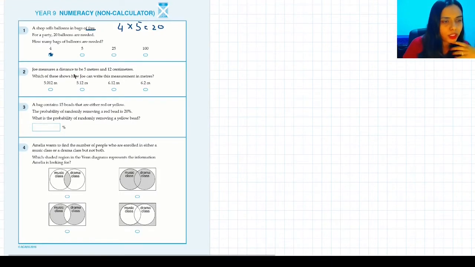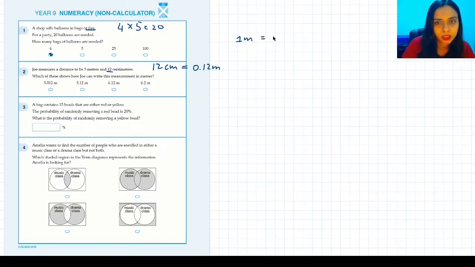So Joe measures a distance to be 5 meters and 12 centimeters. Which of these shows how Joe can write this measurement in meters? So we need to know that 12 centimeters is the same as 0.12 meters. So remember, 1 meter equals 100 centimeters. So anytime you want to convert from centimeters to meters, we just need to divide by 100.